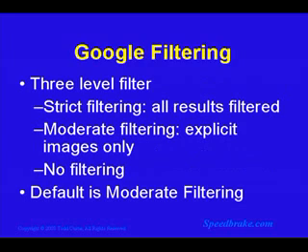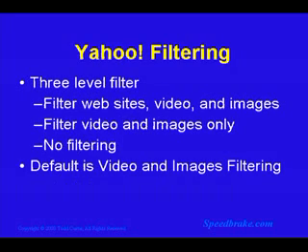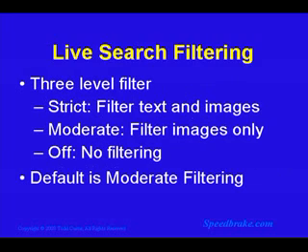Google has three levels of filtering: strict filtering of all text and images, moderate filtering where only explicit images are blocked, and a no filtering option. The setup for the Yahoo search engine is similar. You have a filter level that deals with websites, video, and images, a level that only filters images and video, and a no filtering option. Live Search is much like Google, with strict filtering of all text and images, moderate filtering where only explicit images are blocked, and a no filtering option.